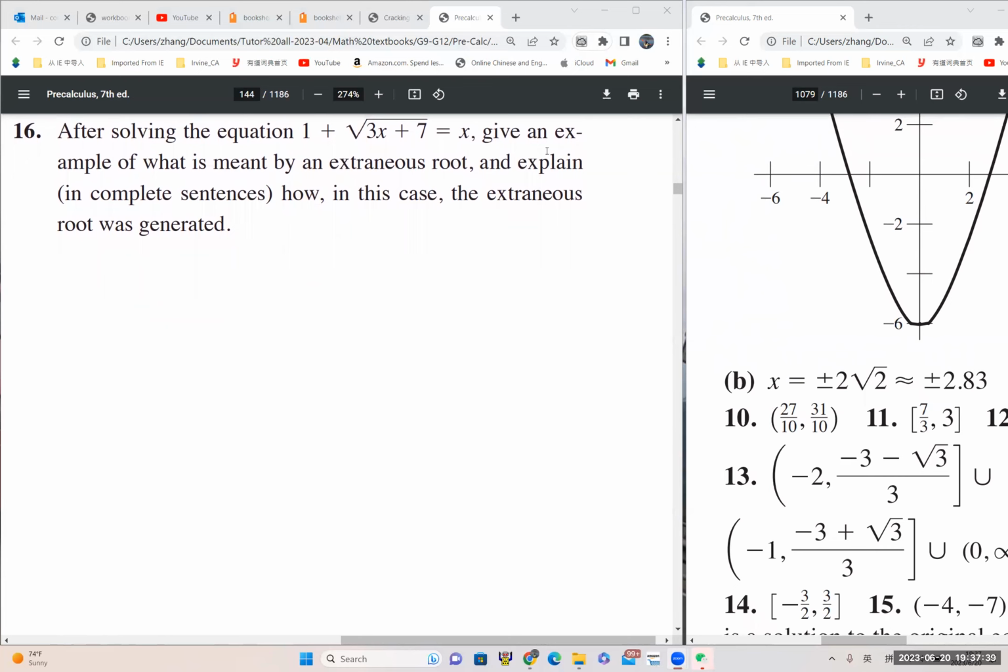After solving the equation, give an example of what is meant by an extraneous root. Just now in problem 15 we got an extra. Remember we got a equal to -4 and a equal to 16/5. 16/5 is extraneous in problem 15 because we need it to be less than 0, right? In 16, I got x equals -2 and 3, and the extraneous one is 2.